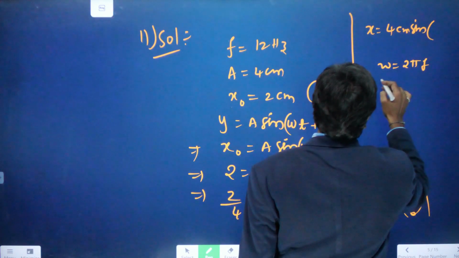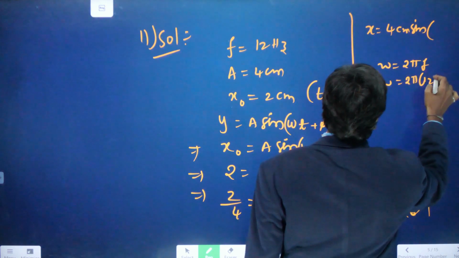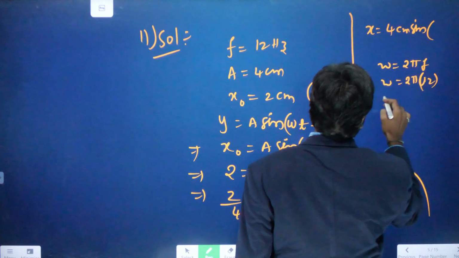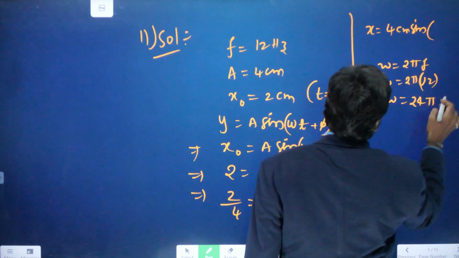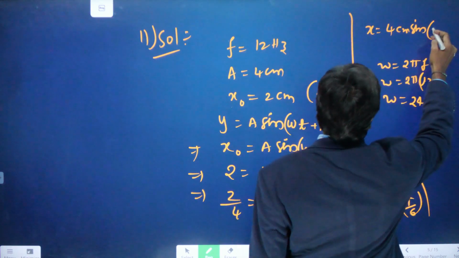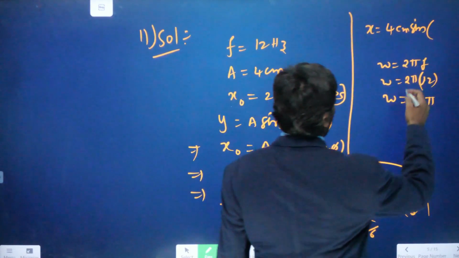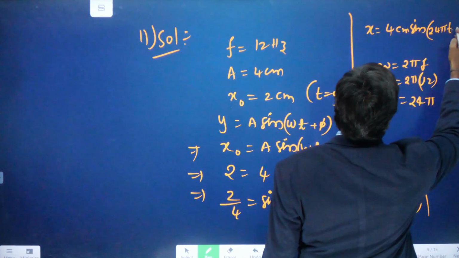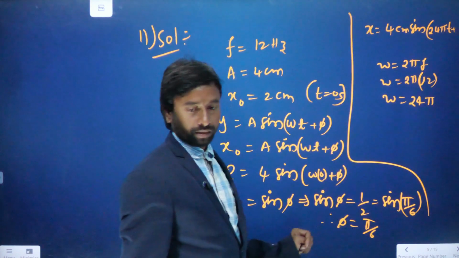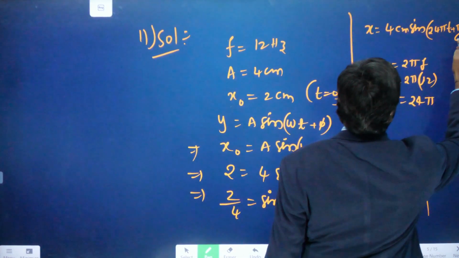Omega is equal to 2 pi by T or 2 pi f we can write there. So then omega is equal to how much we get here? 2 pi into 12. Then omega is equal to 24 pi. So generally we write the equation omega t plus phi. So omega value is 24 pi t plus phi, and the phi value we got here is pi by 6.